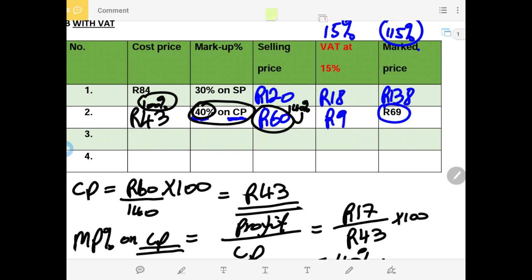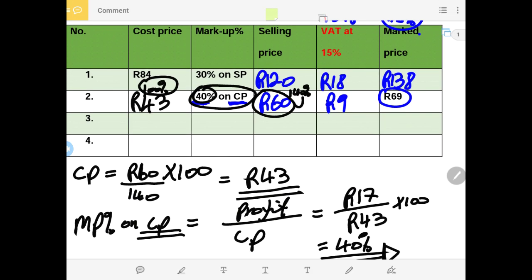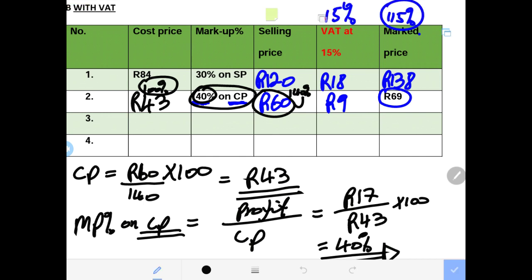We have 43 Rand. The principle remains the same, but what you need to master is whether your markup percentage is on cost price or on selling price, and take all that into consideration in all your calculations. And again, as I mentioned, there is also scenario number 3 and scenario number 4 in your textbook on page 120. But the markup percentage was always given at cost price throughout in there.